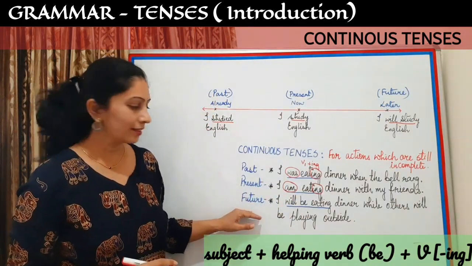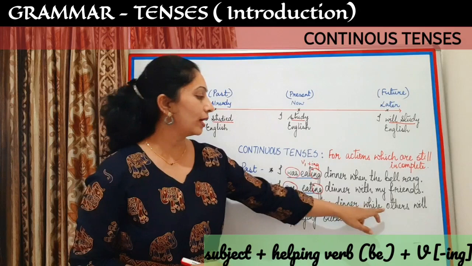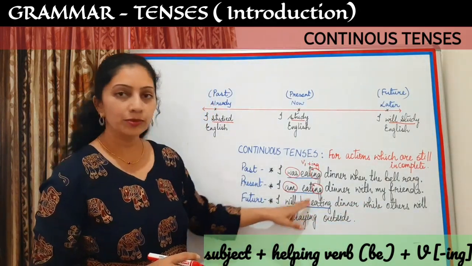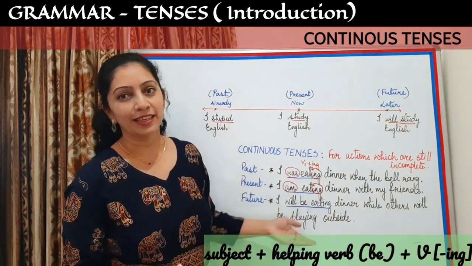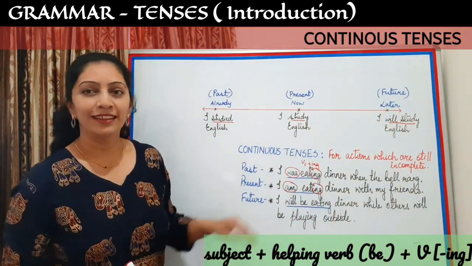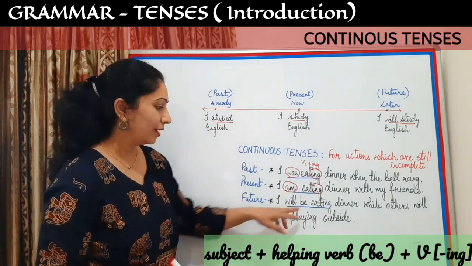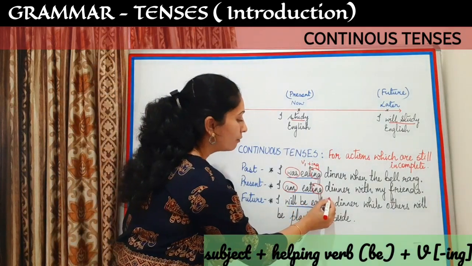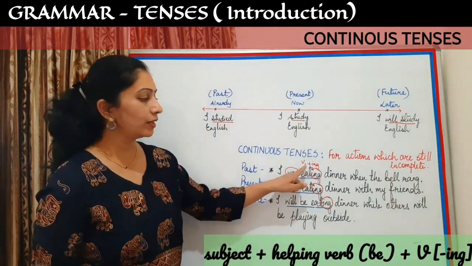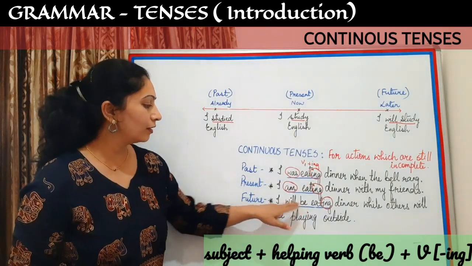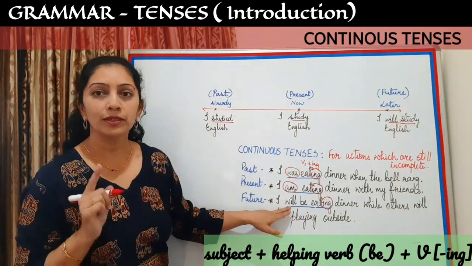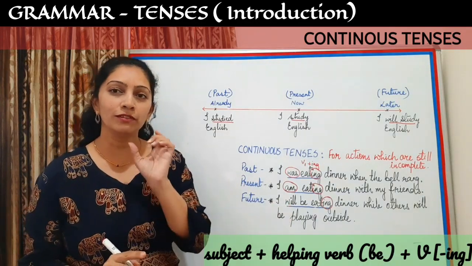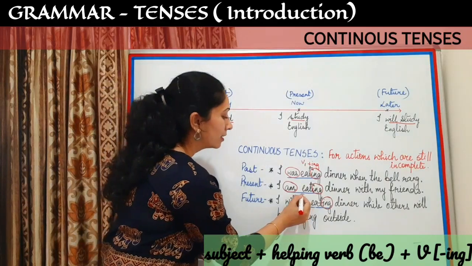Come to the future tense. I will be eating dinner while others will be playing outside. Now actually there are two verbs here, but let me explain one verb and the second one you'll automatically understand. Let's look at the change in the verb here. Eat is the main form of the verb. Because it is continuous, we have put ing to it, that is V1 plus ing form. And for future, we'll always use the word will or shall. But there is one more extra word used in future continuous, and that is be.